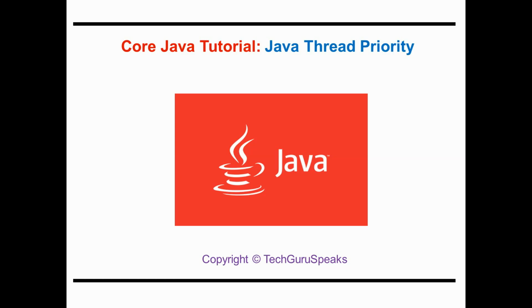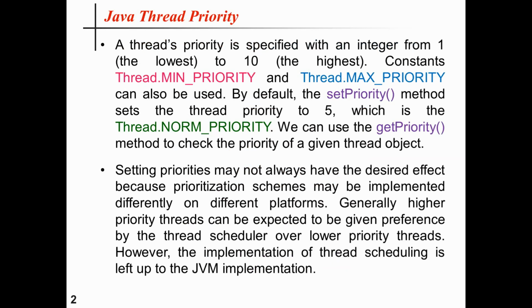Today I'll be discussing Java thread priority. A thread's priority in Java is specified with an integer from 1, the lowest value, to 10, the highest value. Now the constants of the Thread class like MIN_PRIORITY indicate the value 1, and MAX_PRIORITY denotes the maximum value, which is 10.